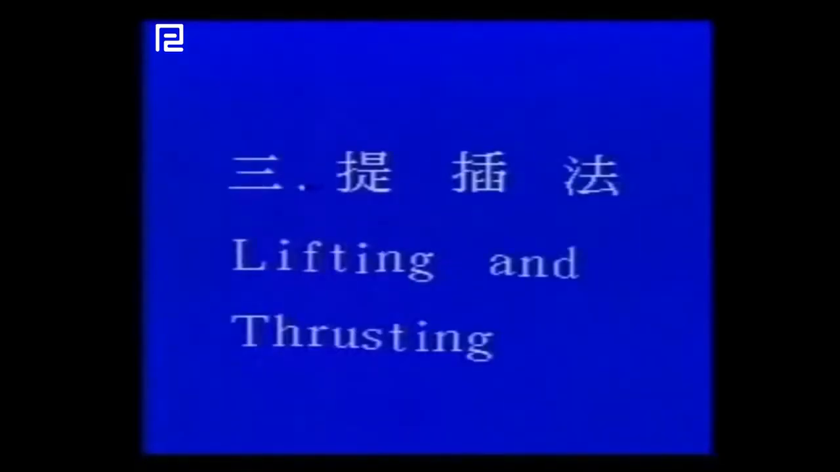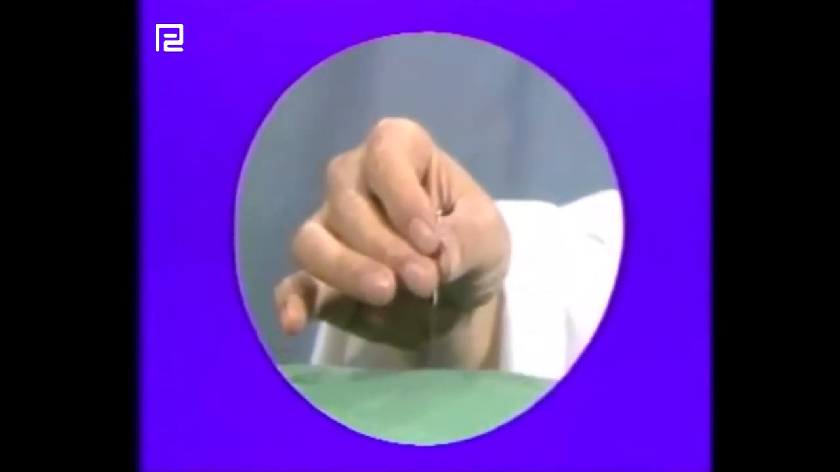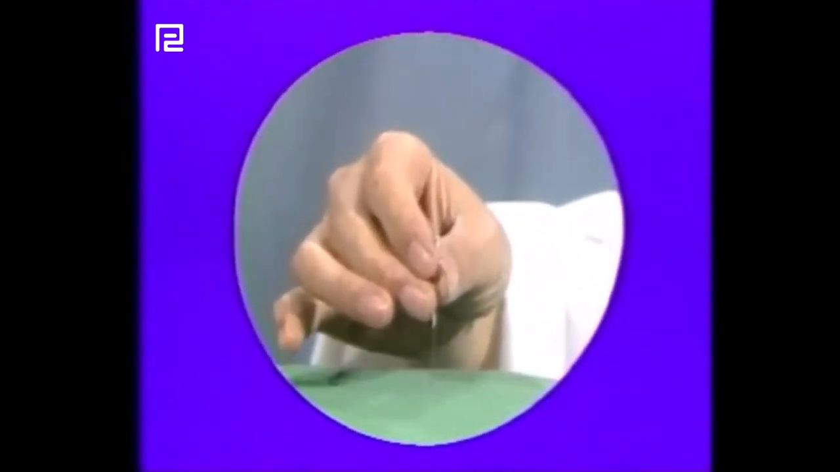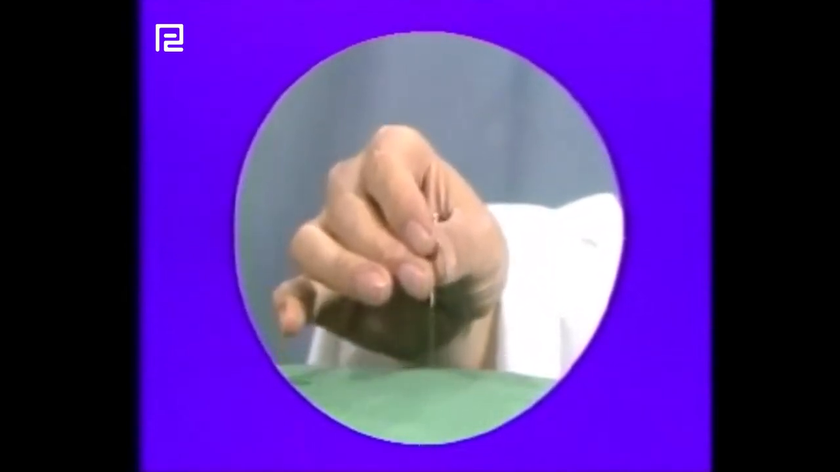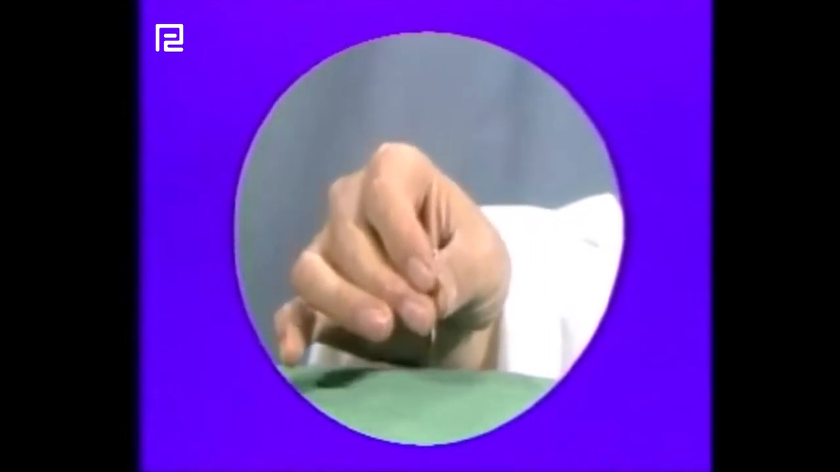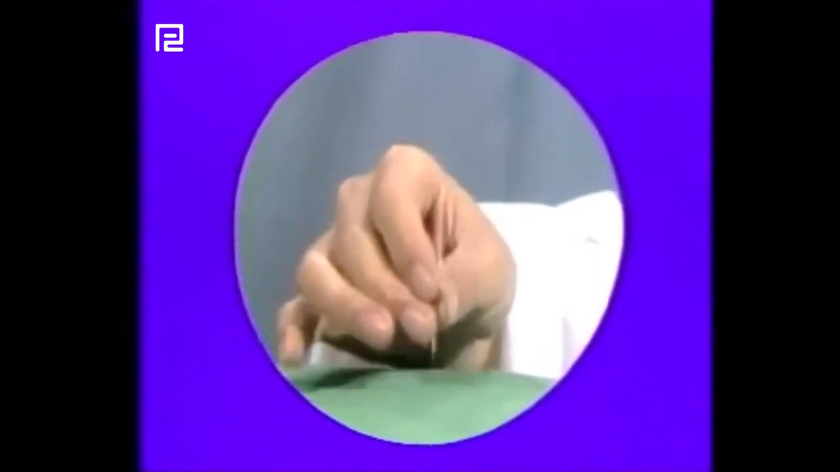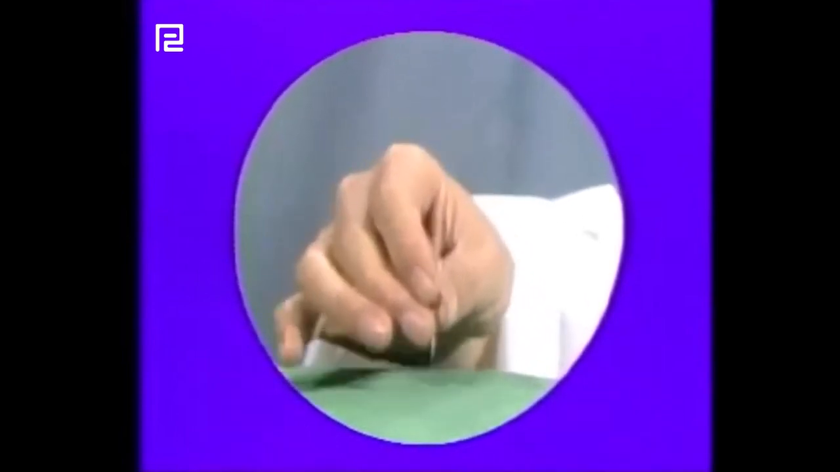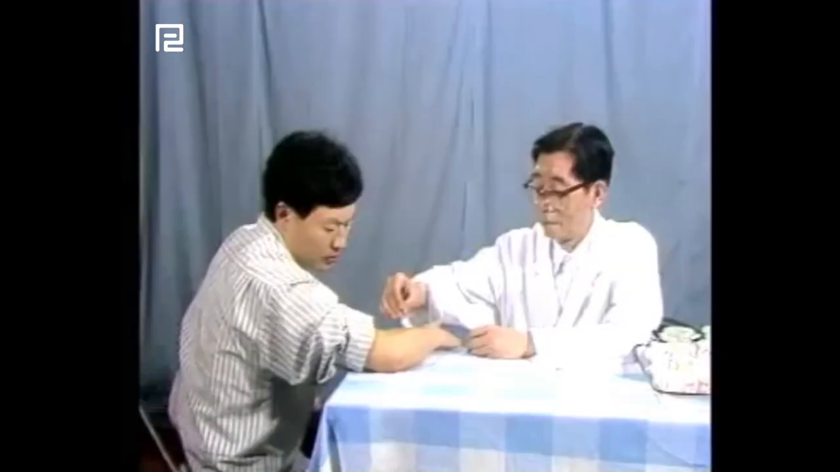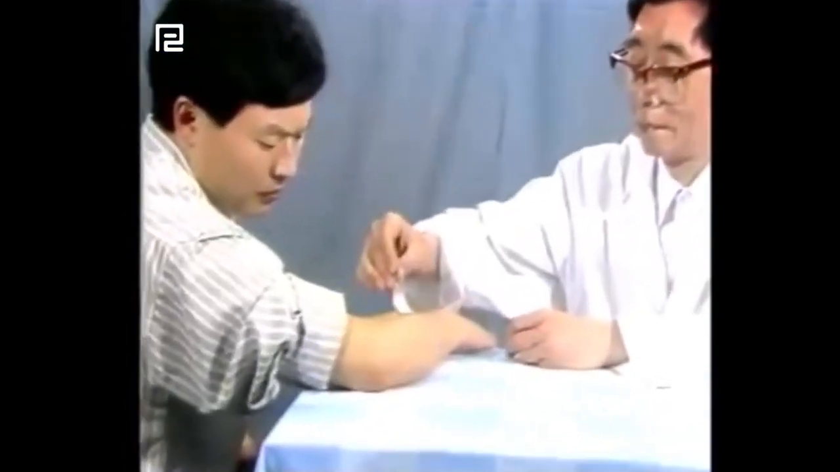Number 3, lifting and thrusting. This method is to hold the needle with the thumb, index, and middle fingers to perform the vertical movement of lifting and thrusting. The motion of one lift up and thrust down is counted as 1 time. Here, reinforcing is achieved by shallow thrusting, slow frequency, and mild stimulation. Reducing is achieved by deep thrusting, fast frequency, and strong stimulation.